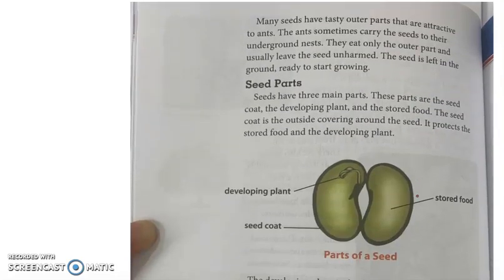Many seeds have tasty outer parts that are attractive to ants. The ants sometimes carry the seeds to their underground nest. They eat only the outer part and usually leave the seed unharmed. The seed is left in the ground ready to start growing. So ant is also another carrier.